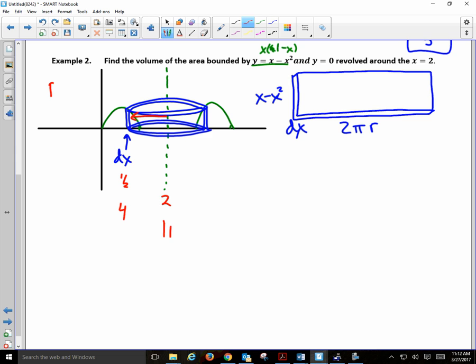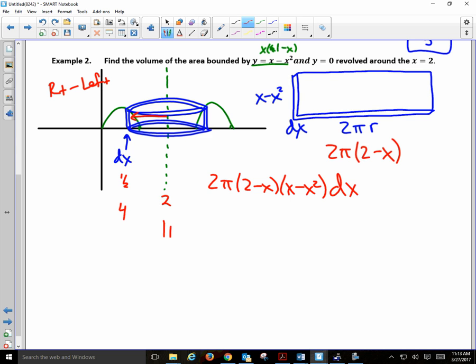You took the right minus the left, right? We talked about that when we were doing washers earlier. And when you're revolving around an axis other than the x or y axis, you'd have to do right minus left. So in this case, the right boundary is 2. And the left boundary is your x value. So it's 2 minus whatever x is. Let's write this as volume of the entire piece, 2 pi times 2 minus x times x minus x squared dx.